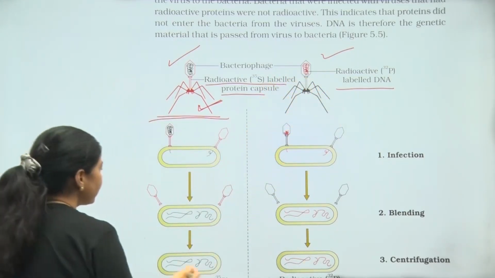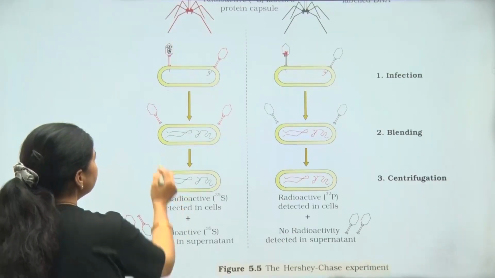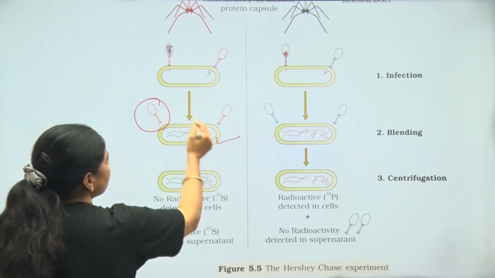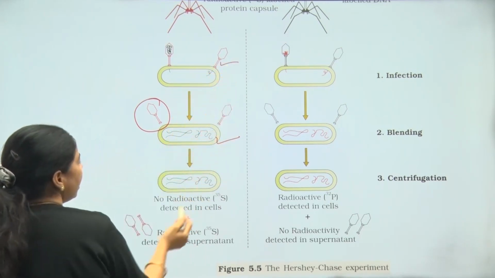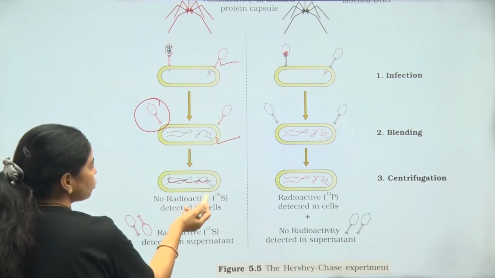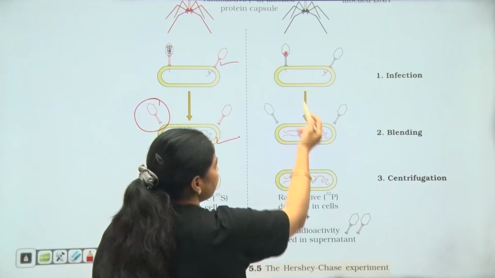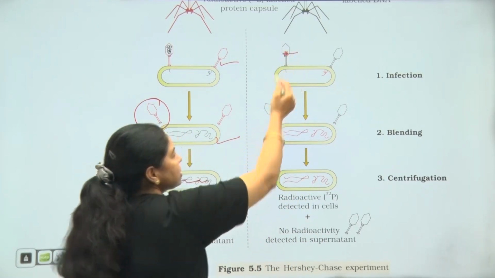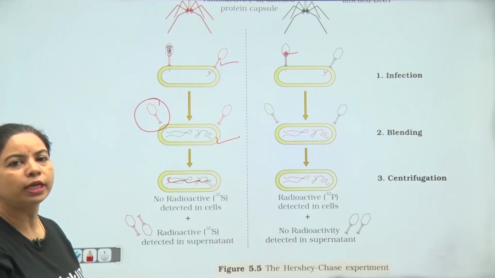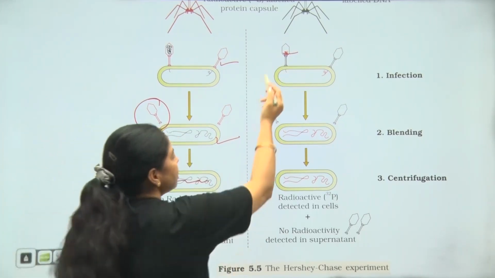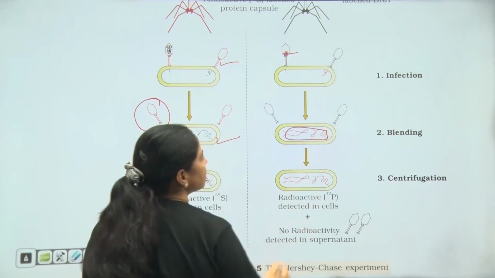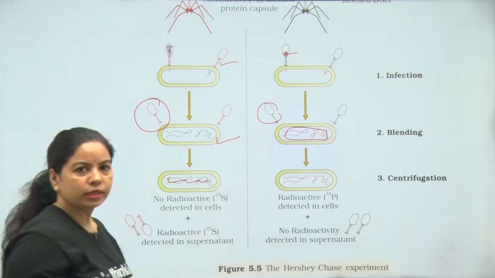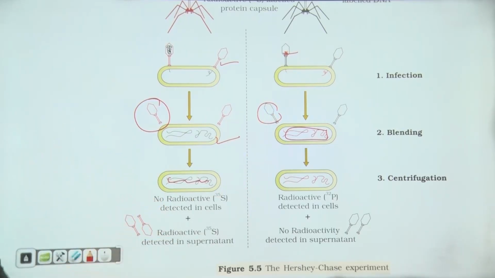Now here we can see that the capsid remains on the outer side of the bacteria, it does not go inside, and so the DNA material is not radioactive. But in the second diagram we can see that where the bacteriophage is grown in the radioactive phosphorus culture, the DNA in the bacteria is radioactive in nature, but no capsid is radioactive. So we have got the answer through the diagram also.